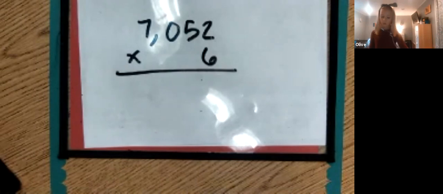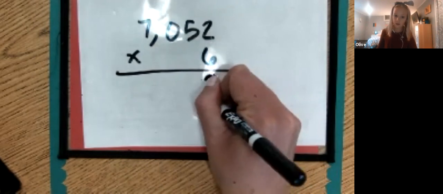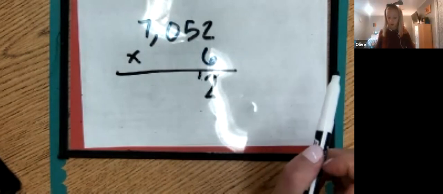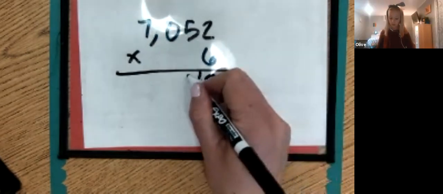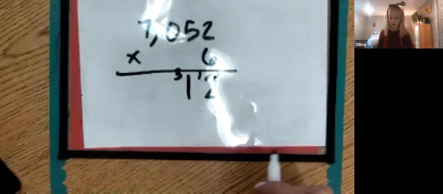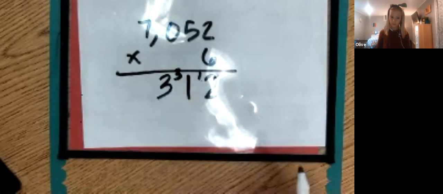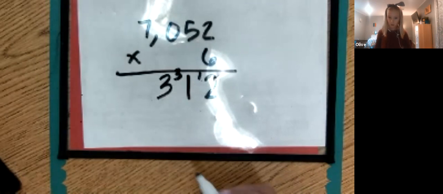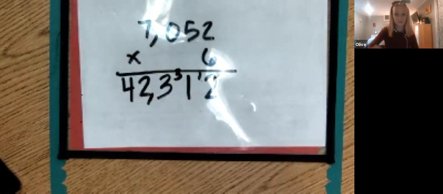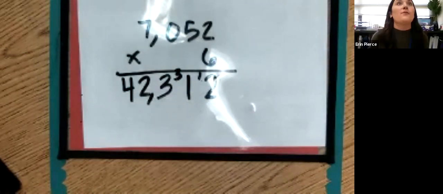Okay. Well, 2 times 6 is 12. So I put the 2 and then regrouped the 1. Yes. And 5 times 6 is 30, plus 1 is 31. 0 times 6 is 0, plus 3 is 3. And then 7 times 6 is 42. Great. So your answer is 42,312. Great job to those 4 friends who shared how they solved.